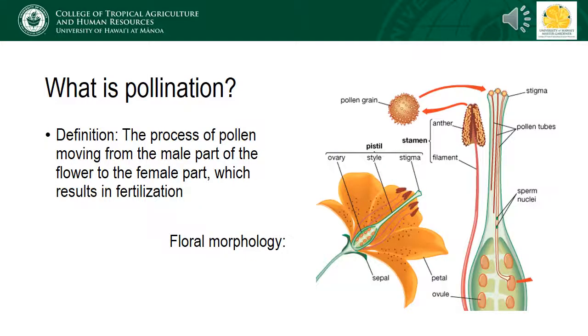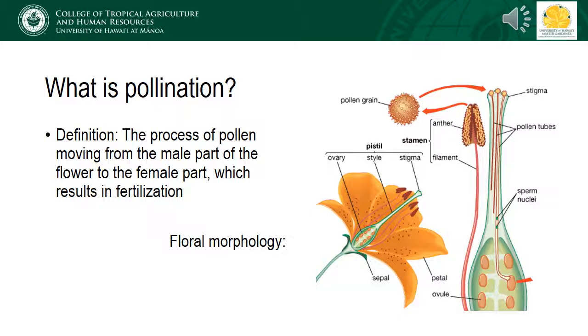Being master gardeners, all of you have observed bees and other insects visiting flowers and collecting pollen or nectar. When we see this, we think to ourselves, hey look, that flower is being pollinated. But what's really going on when pollination happens? The definition of pollination is the process of pollen moving from the male part of the flower to the female part, which results in fertilization. This is effectively sexual reproduction in plants, as opposed to asexual or vegetative reproduction, where a plant effectively clones itself.